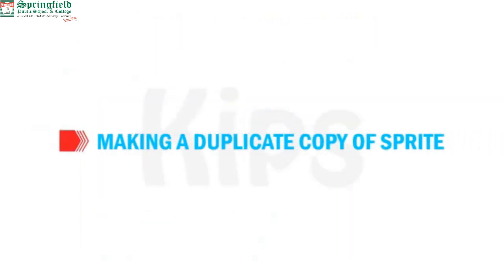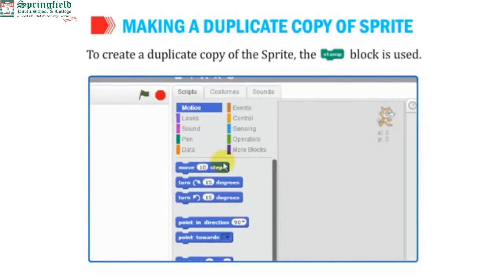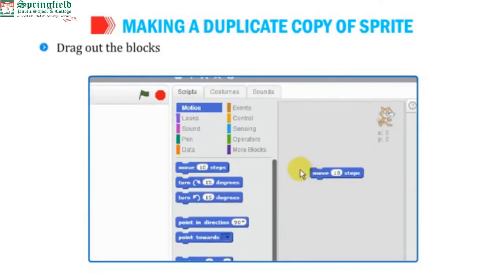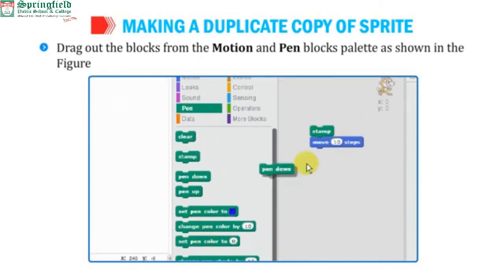Let's quickly learn about making a duplicate copy of sprite. To create a duplicate copy of the sprite, the Stamp block is used. Drag out the blocks from the Motion and Pen blocks palette, as shown in the figure.